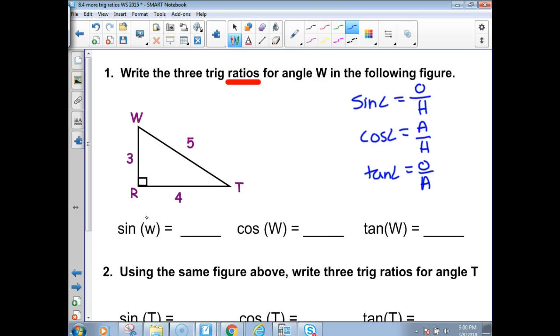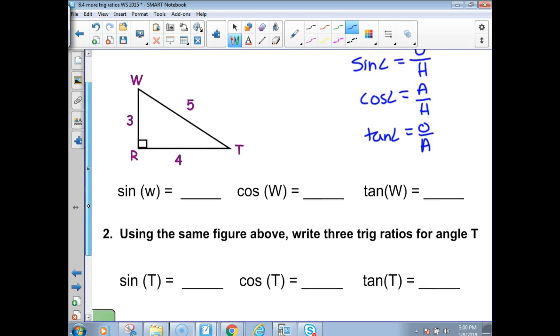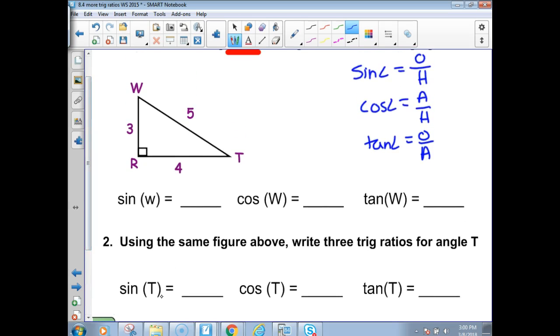Now, I'm going to come from angle W. So first, if you're going to do the sine of W and cosine of W and tangent of W, I don't want to mark up my triangle. And that's because I'm going to also do from angle T. So I'm going to start here with W and say opposite. Well, first of all, we can label the hypotenuse all the time. But I can't label opposite and adjacent unless I know what angle I'm coming from.